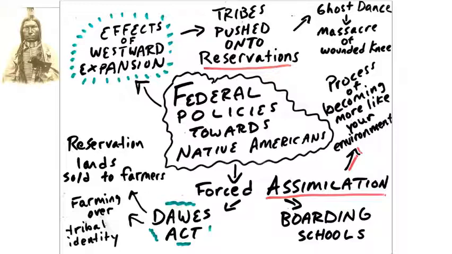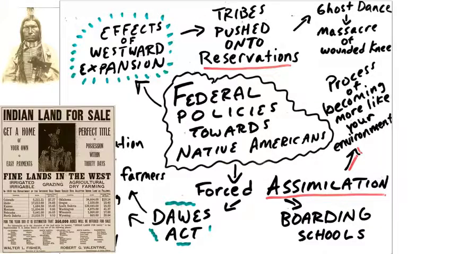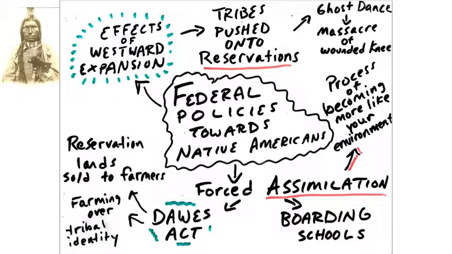The Dawes Act turned reservation lands into farmland, and it was sold, and the purpose was to turn Native Americans into farmers, and that way they'd be assimilated into an American occupation, and they'd lose their tribal identity. And sadly, a lot of the reservation lands were sold, and it had a very tragic effect on Native American culture in the West.